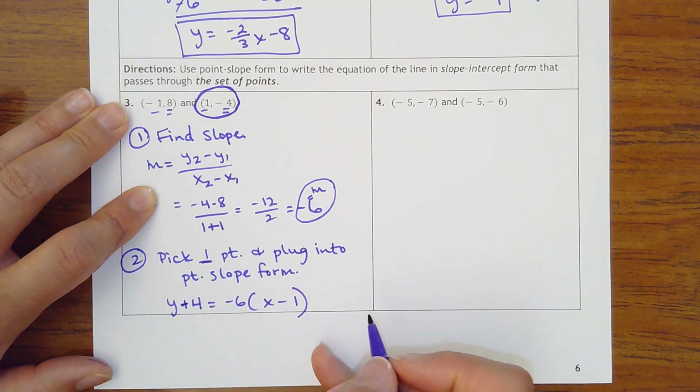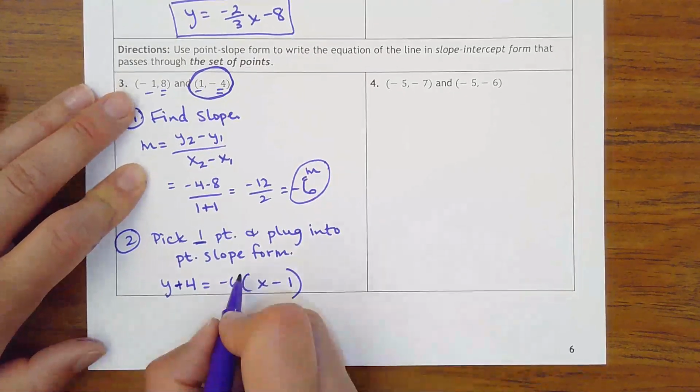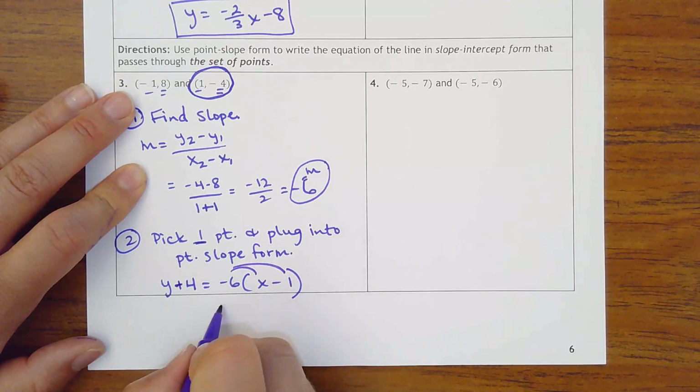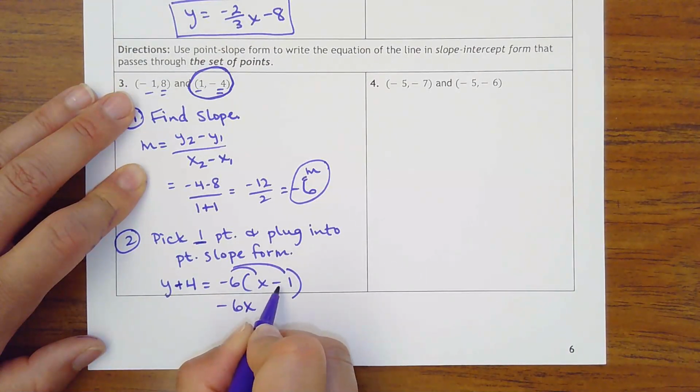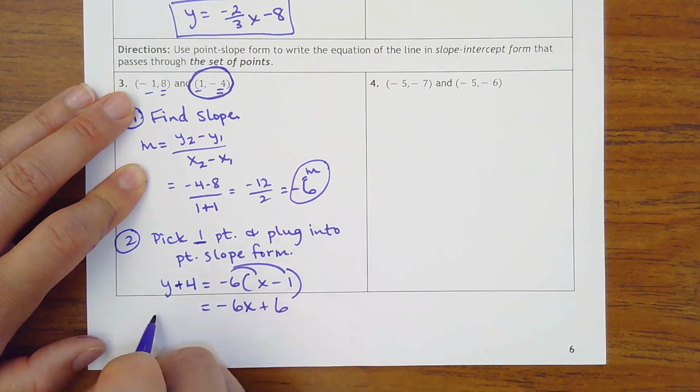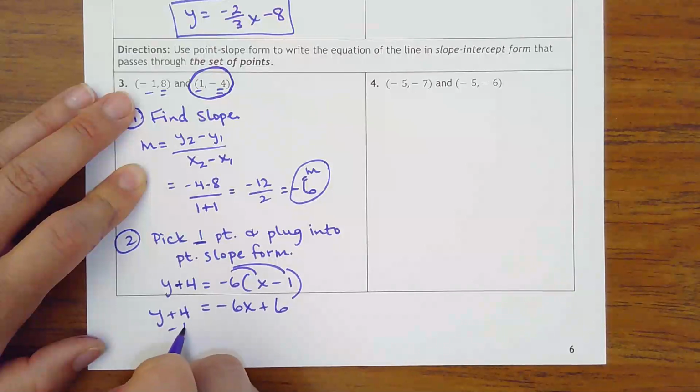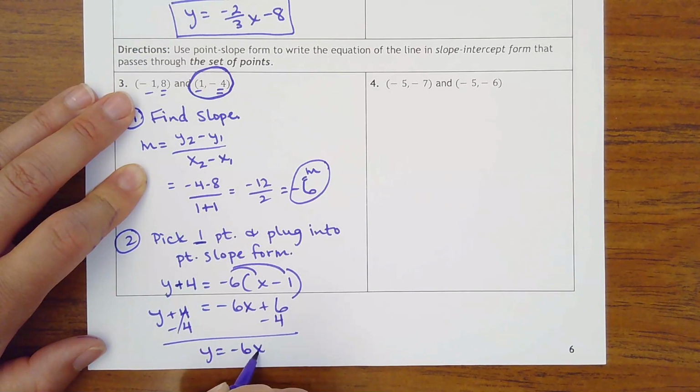And it does want this in slope-intercept form, so we'll have to continue simplifying. Distribute your negative 6 times x, and negative 6 times negative 1 is positive 6. And then just simply subtract your 4 from your like term. So y equals negative 6x plus 2.